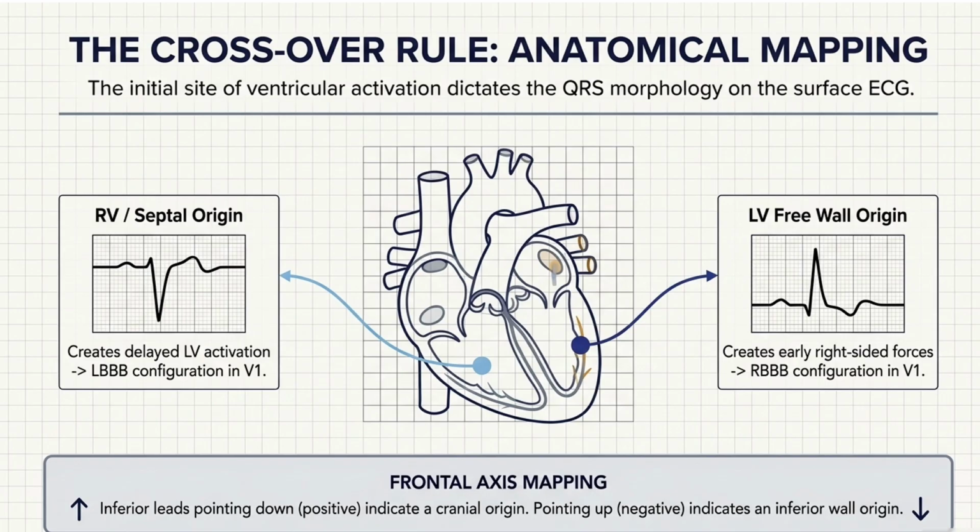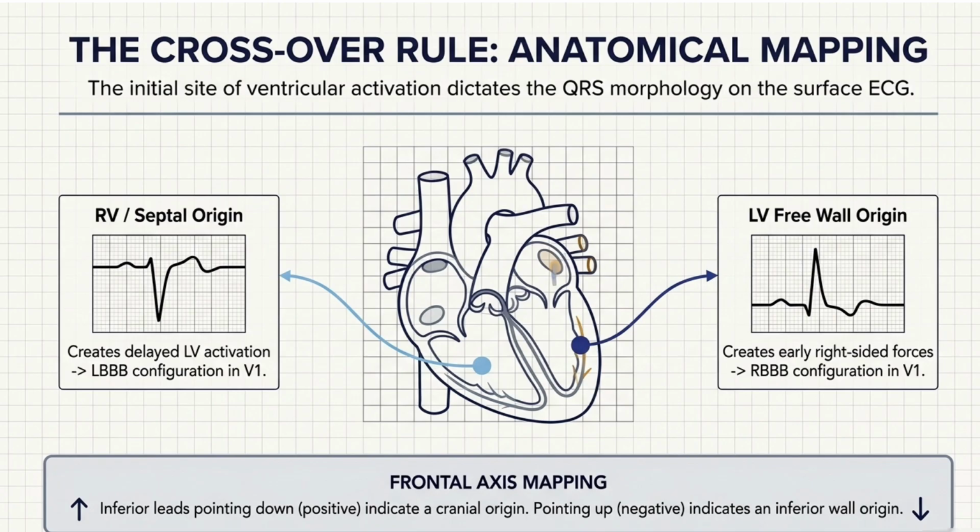We can use the ECG to map where in the heart the arrhythmia starts. The crossover rule tells us that an origin in the right ventricle or septum creates a left bundle branch block, LBBB, configuration in lead V1. Conversely, an origin in the left ventricular free wall creates a right bundle branch block configuration.